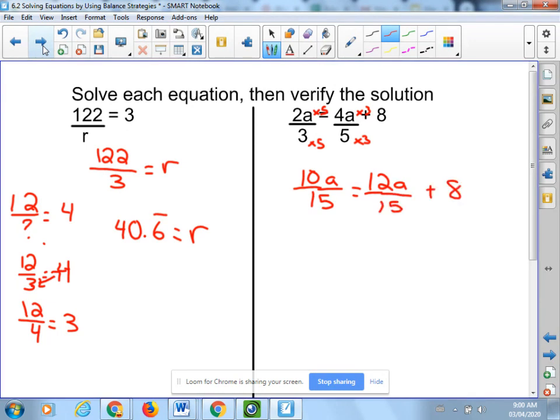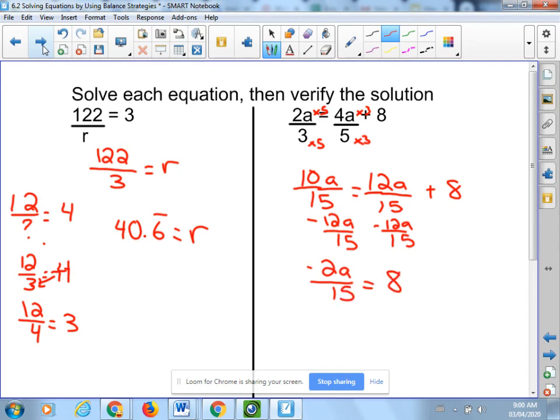So I need to have all of my variables on the same side, and I'm moving the variable, so the opposite of positive 12a over 15 is minus 12a over 15. When I do to one side, I have to do to the other. I'm left with negative 2a over 15 is equal to 8.